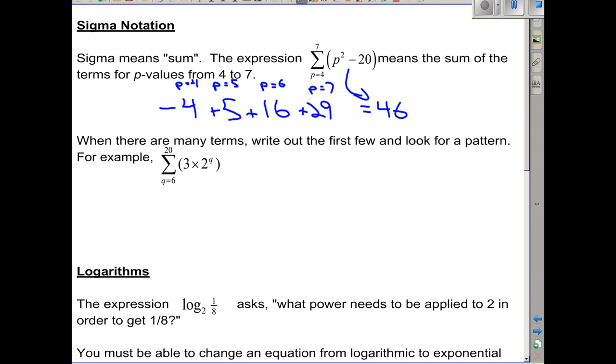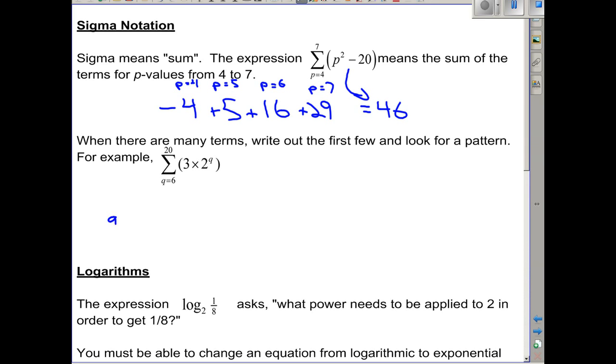Now, often it's going to be really inconvenient for us to write out all of the terms. We'd have to write out the first few and just look for a pattern. In the first one, no problem to write out those 4 terms and add them up. Probably the simplest way to approach it. All right, let's see what happens here if we have from q equals 6 all the way up to 20, of 3 times 2 to the power of q.